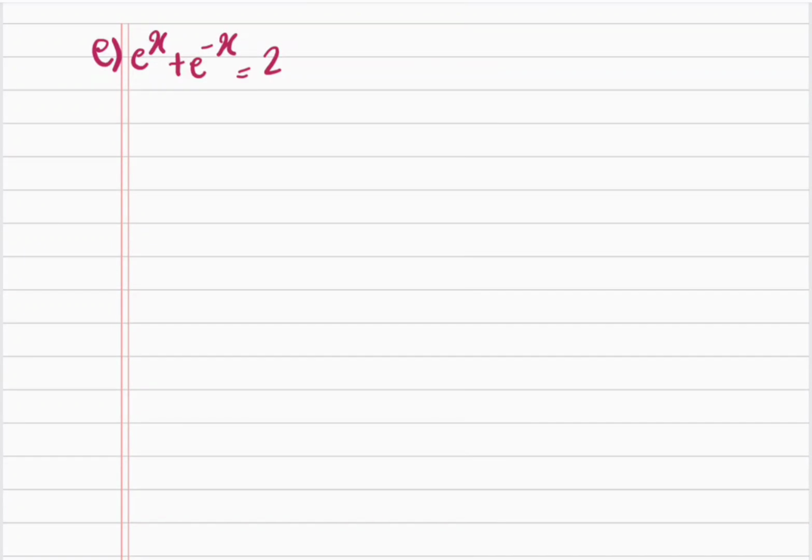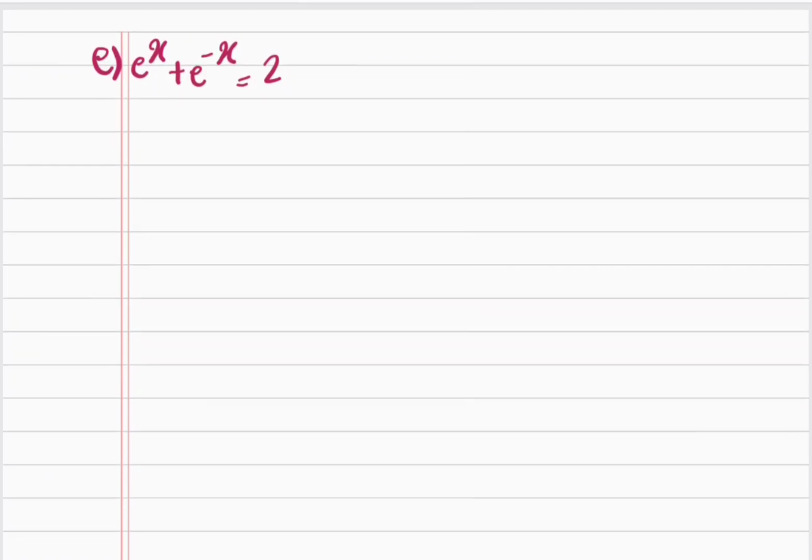Hi everyone, this video is on the mixed exercise 14 question 8e. So we have the equation e to the x plus e to the minus x is equal to 2, and we want to solve this equation.